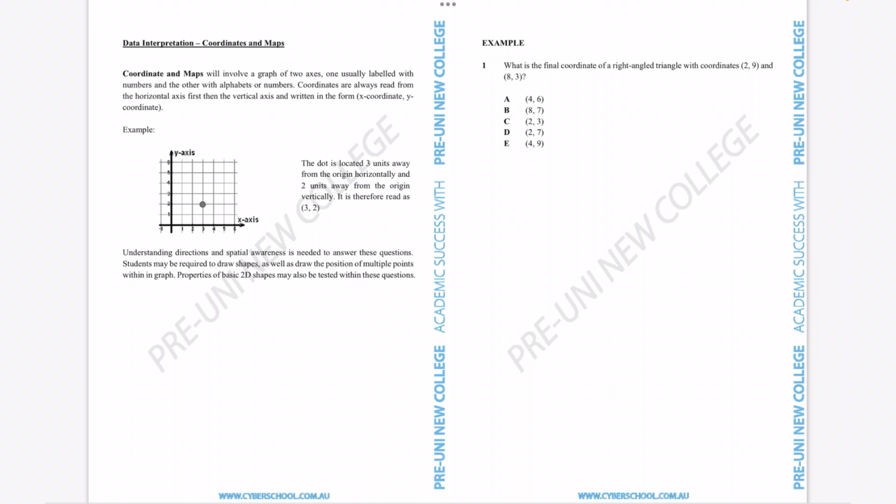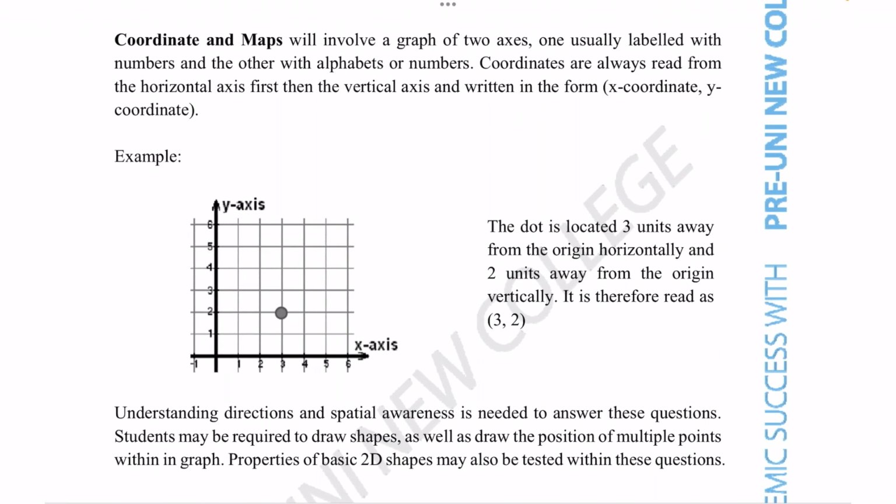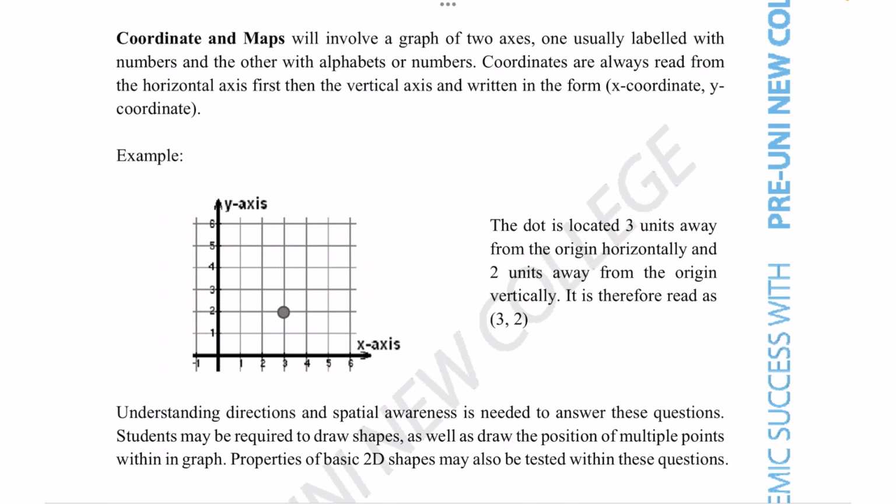Now, the specific topic we're looking at today is called coordinates and maps, and we'll begin with a short description of what these types of questions will typically involve. Coordinates and maps will involve a graph of two axes, one usually labeled with numbers and the other with alphabets or numbers. Coordinates are always read from the horizontal axis first, and then the vertical axis, written in the form x-coordinate, y-coordinate. We're given an example here where we can see the point 3, 2 has been shown on this diagram.